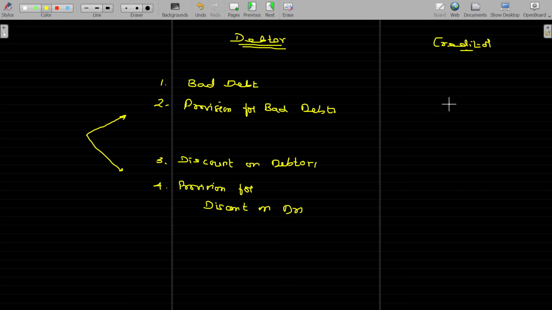When it comes to the creditors, we usually don't have any adjustment entries to be passed for the bad debt equivalent as well as provision for bad debt equivalent. But of course, we can call that being the discount on creditors. That will come here. So, number one, discount on creditors. Second, we have provision for discount on creditors.